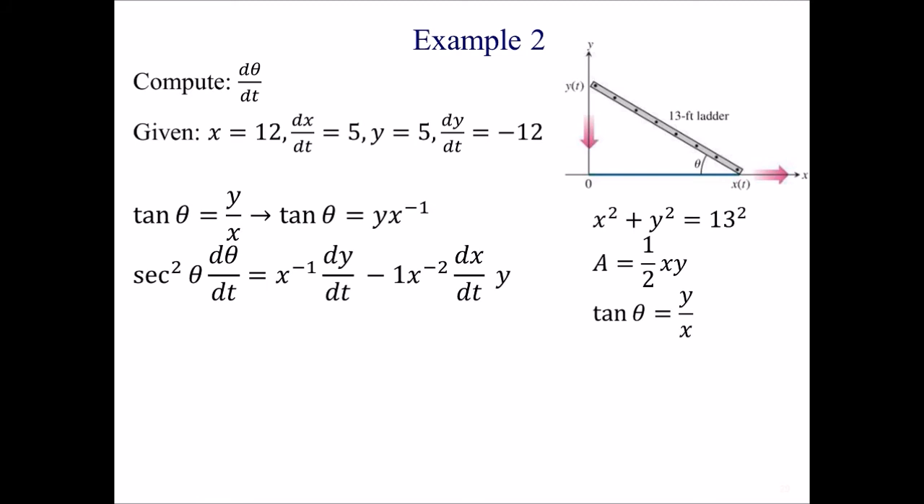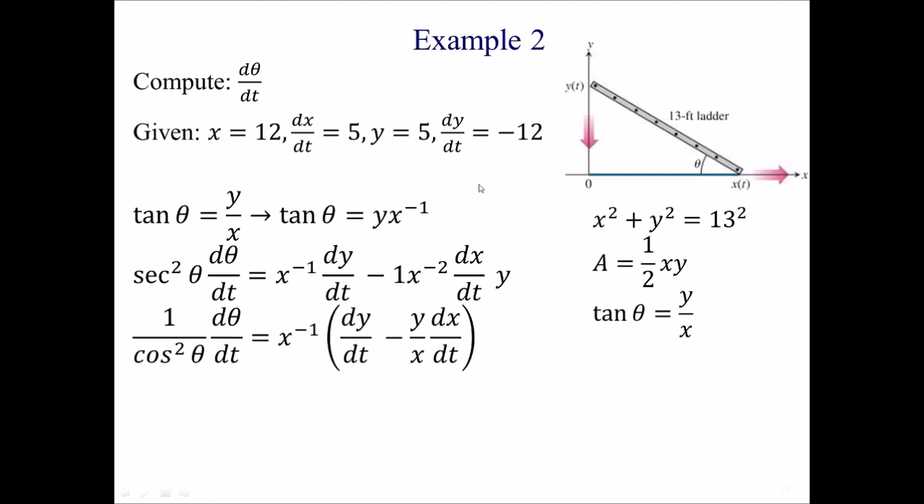Now this one is going to require a little bit of work because we want to isolate d theta dt. So my first rewrite of this derivative is to change secant squared as 1 over cosine squared. This is a trig identity. On the right-hand side, I'm going to clean up this derivative. First, I factor out an x to the -1, so that comes outside. This first term becomes dy dt. I'm going to bring this y to the front and drop this x down to the denominator instead of having it as an exponent. So this is the first rewrite.